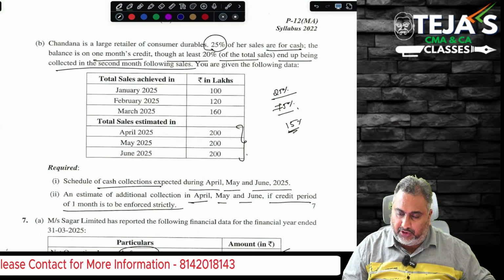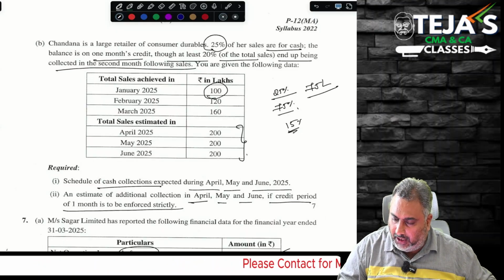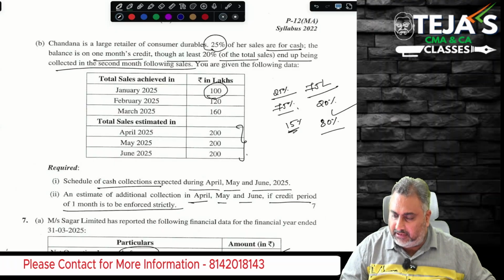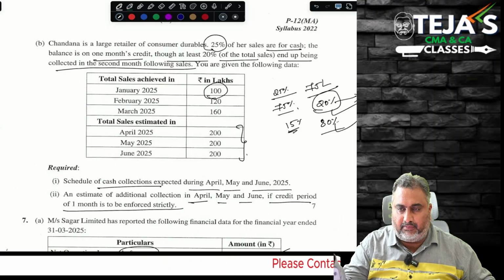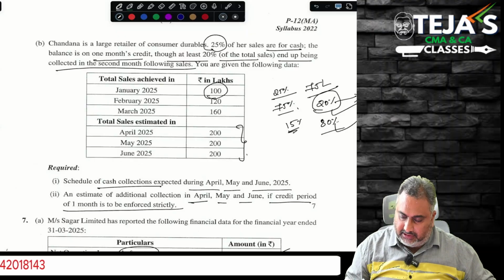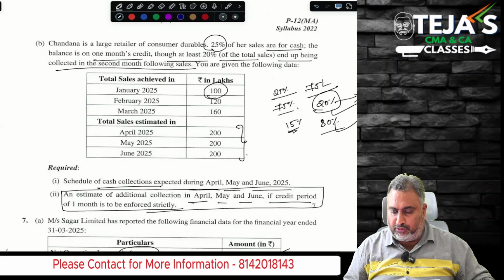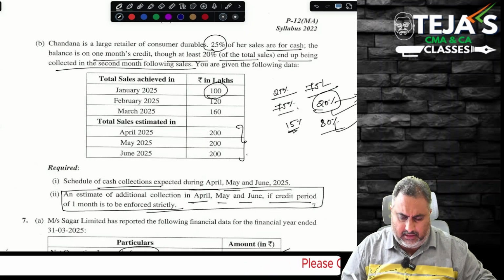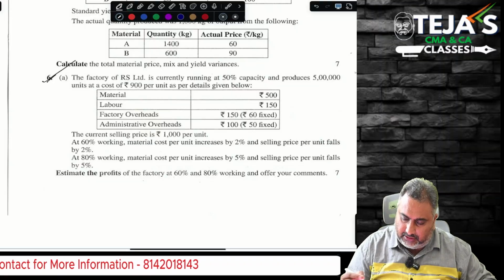So out of this 20%, 75% means how much? 75 lakhs. On this 20% will collecting when? So from this 80% we will collect in the month of next month, 20% we are collecting in the following month itself. So they want to enforce compulsory collection in the April, May, June point of view. If the credit period is only restricted to 1 month, how to handle that? This is also a very nice question to handle. And this is the easiest question.